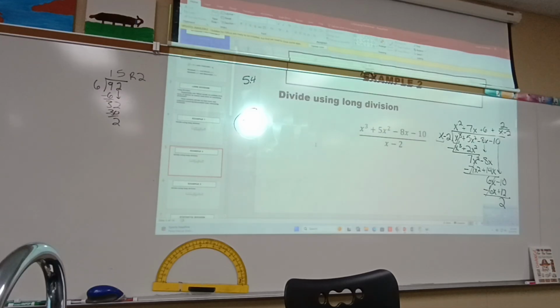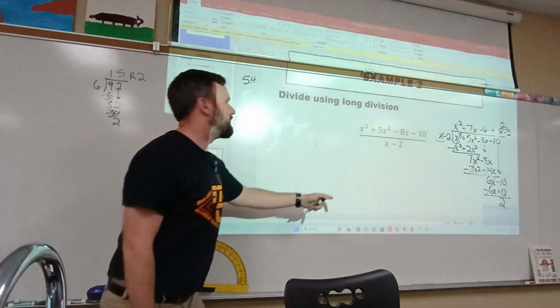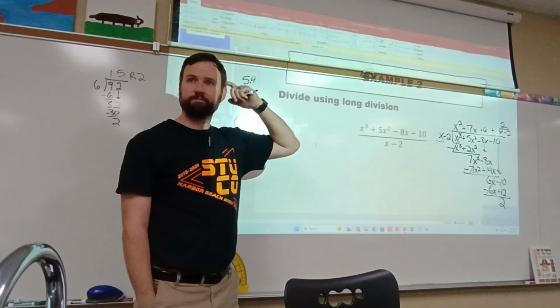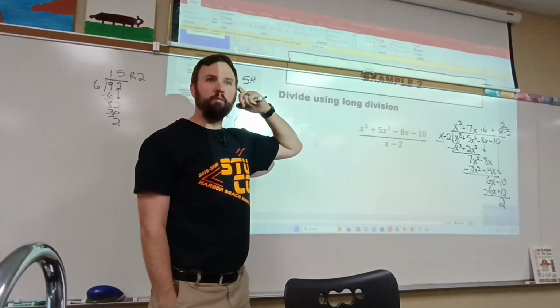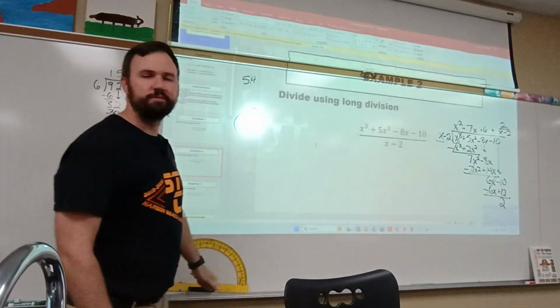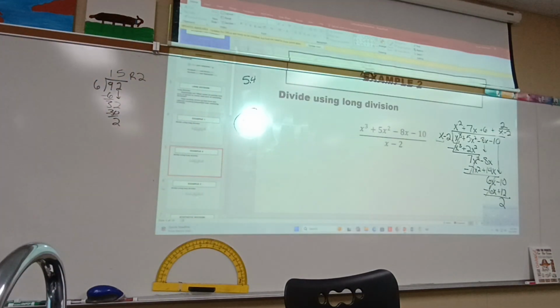Here's a question for you. It's a prelude. Do you think 2 is a 0 of that top function then? Do you think 2 is a 0 of this top function? I would say no. Because I got a remainder. If 2 was a 0, when I divide it, shouldn't it divide out evenly? No remainder? That's what we're going to do next week.